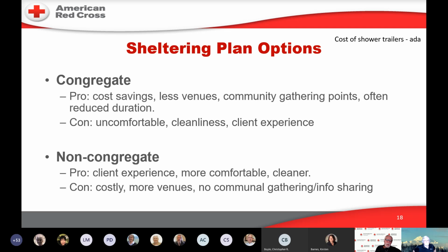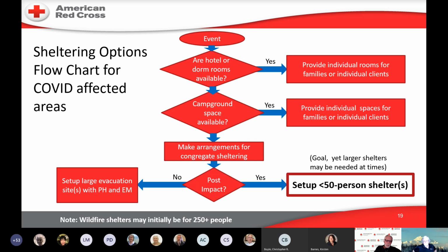We do have guidance right now, which is this flow chart that's in the COVID compendium of what our preference is. The first is if hotel rooms or dorm rooms are available, we're going to go with non-congregate. It does have a recommendation for campgrounds, but I haven't seen a lot of guidance on how to do that yet. Some of our regions have been successful. And then we'll do the congregate sheltering.